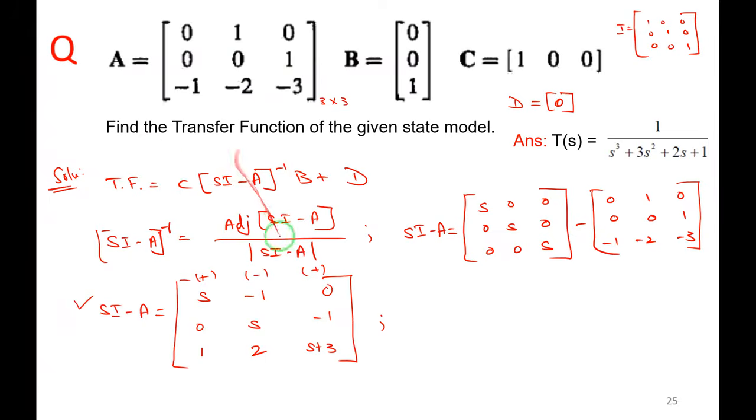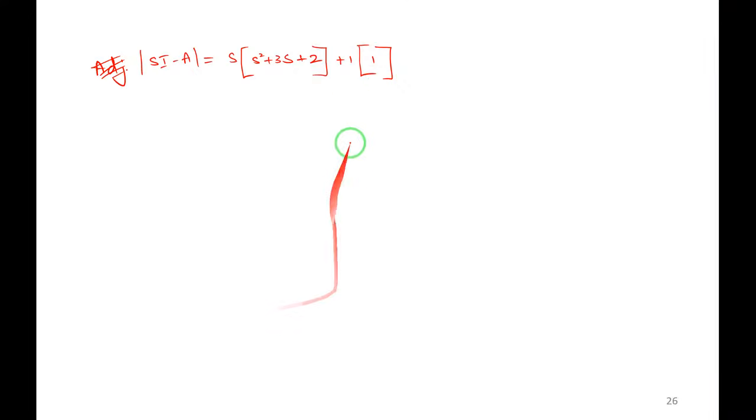We were obtaining the determinant. This is over. The last term, 0 into anything, will be 0. So multiplying S with this, we get S cube plus 3S square plus 2S, plus 1 into 1 is 1. So plus 1. This is the determinant.